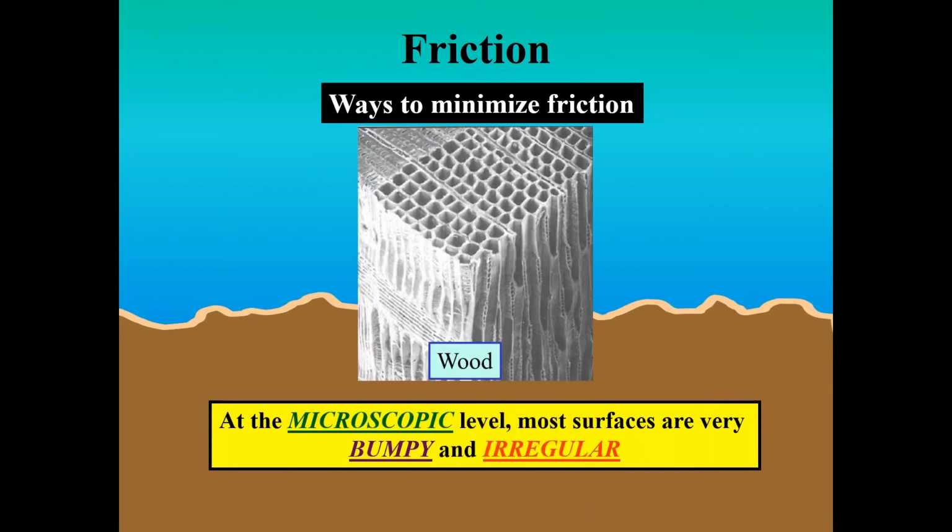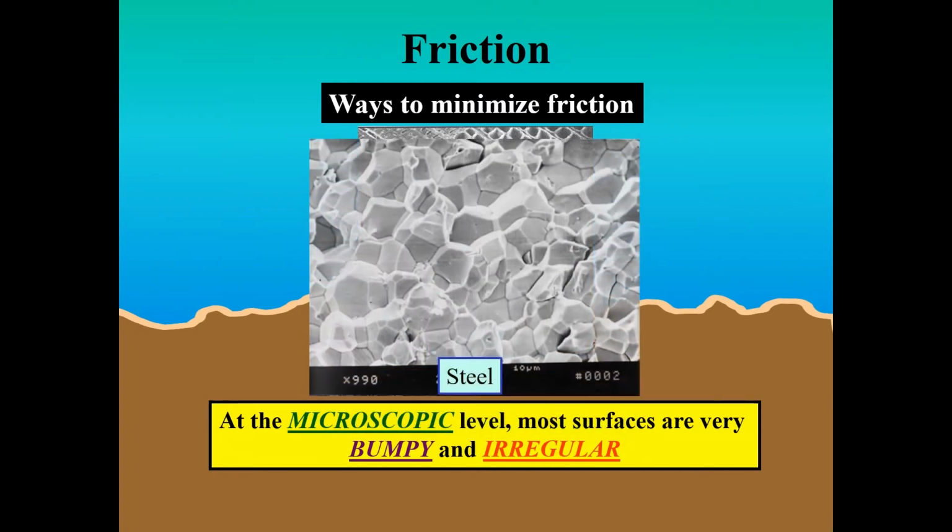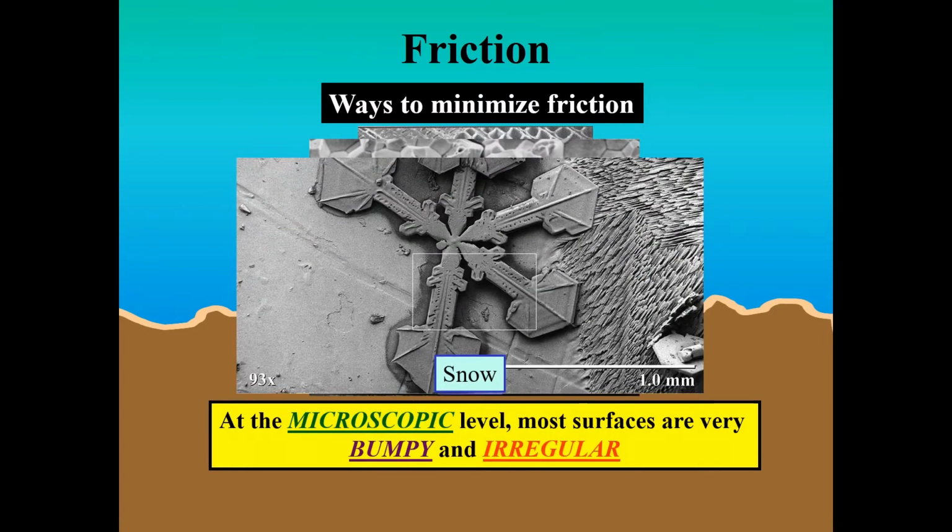All right, so we can see some examples. If you zoom in really close on something like wood, you can see all these bumps and edges that'll give a lot of friction. Steel, you can see up close, is kind of bumpy as well. And on snow, you can see the kind of structure that's here.